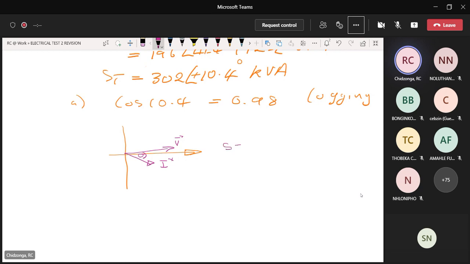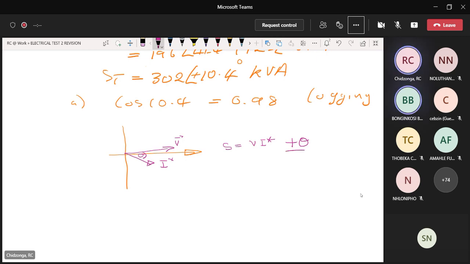We said to compute S, we write S as V times the conjugate of I. You see that? So if this current is lagging, it means that angle is negative, isn't it? Yes. It means this current angle is negative, but if I compute the apparent power by taking the conjugate of the current, it means I'm going to change this angle now from negative to positive. You see that?